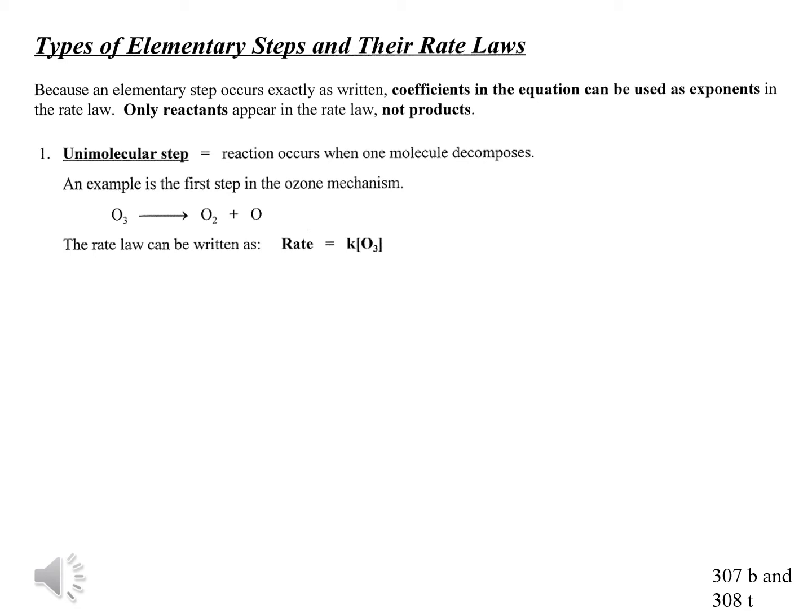I told you that for an overall reaction, you cannot do that. But because an elementary step occurs exactly as written, you can write the rate law for the O3, for example, as rate equals K times O3 to the first. You're only allowed to do that if it's an elementary step in a mechanism.